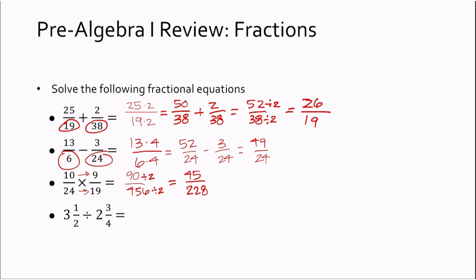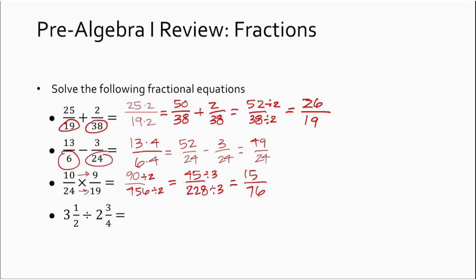Now I no longer have two even numbers. 45 is an odd number, which means I can't divide both sides by 2. But I think I can divide both sides by 3, so let's give it a try. 45 divided by 3 is 15, and 228 divided by 3 is 76. And now I can't simplify this anymore.